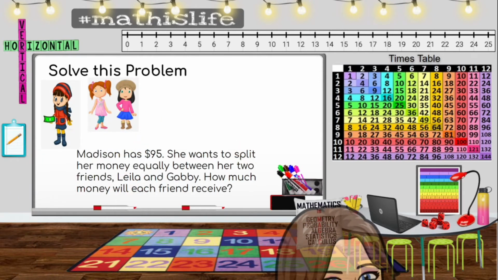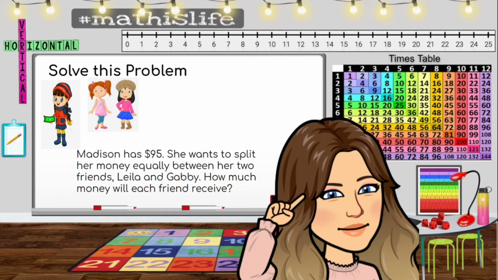We have Madison who has $95. She wants to split her money equally between her two friends, Layla and Gabby. How much money will each friend receive? I always like to encourage my students to read a problem at least twice just so they can visualize what's going on and understand the problem. So let's go ahead and do that.